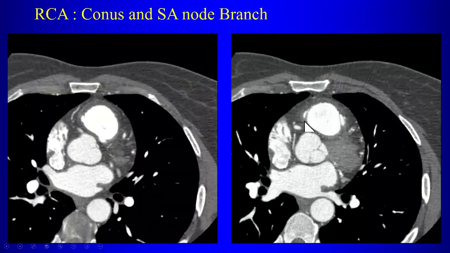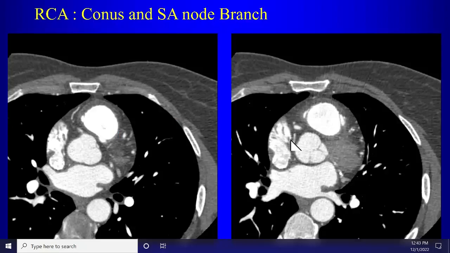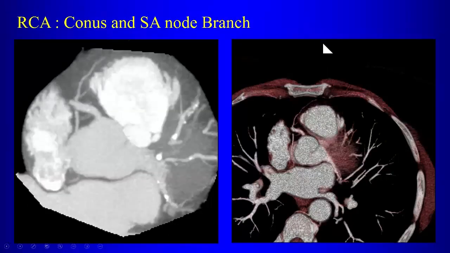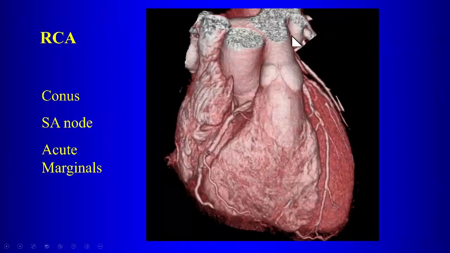And then we looked at this already. A branch going anteriorly would be the conus branch from the right coronary artery, this guy over here. And then the branch going posterior, this guy over here, that would be the SA nodal branch, all right? So we talked about this at the very beginning, okay?